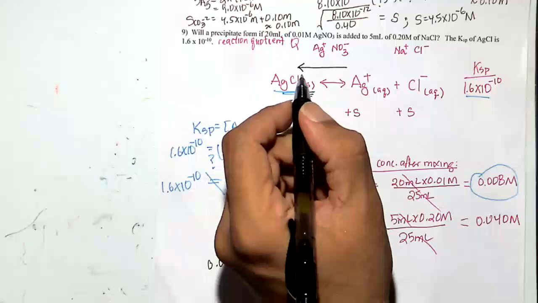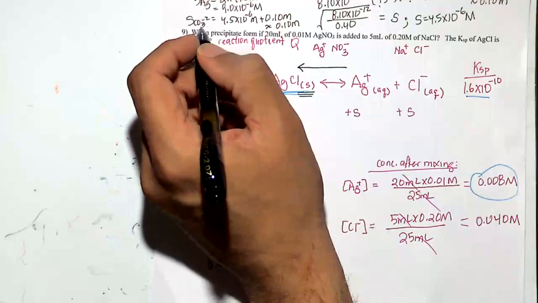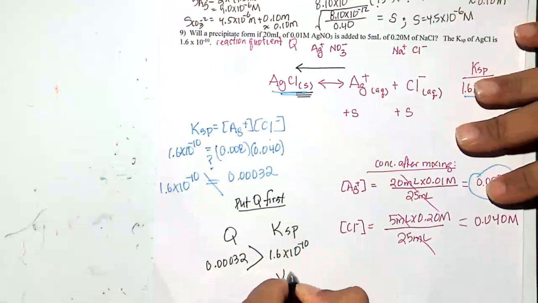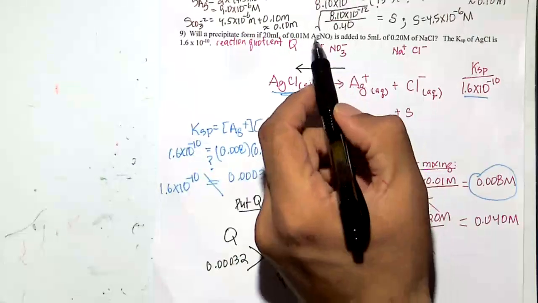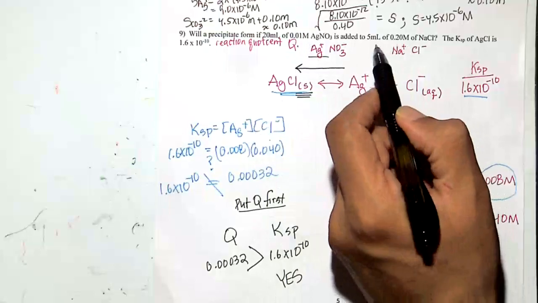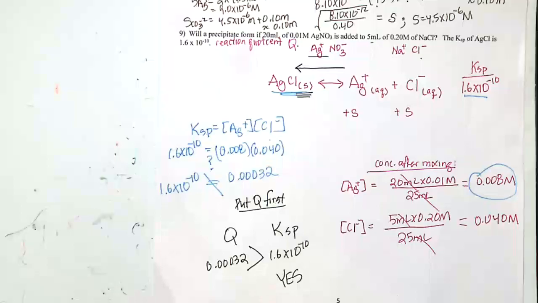What is the left? The left is the side with the solid. So the answer to this question, will it precipitate? Will the answer be yes or no? The answer will be yes. Mixing a source of Ag plus at this volume and this concentration, with a source of Cl minus of this volume and this concentration, is enough to give us AgCl solid. All right, so do a similar thing on the exam. Same thing, just different numbers, but a similar situation.